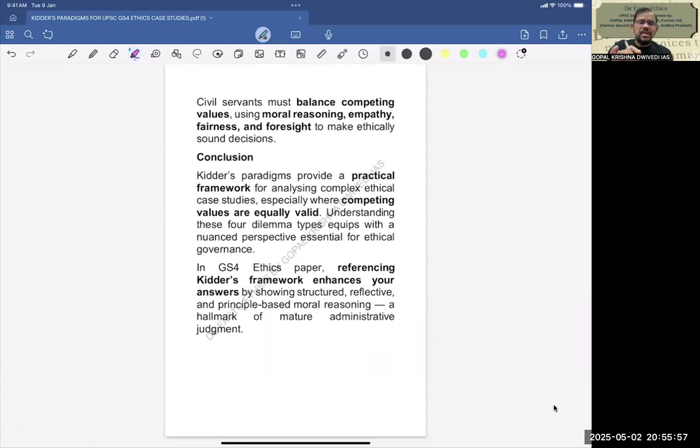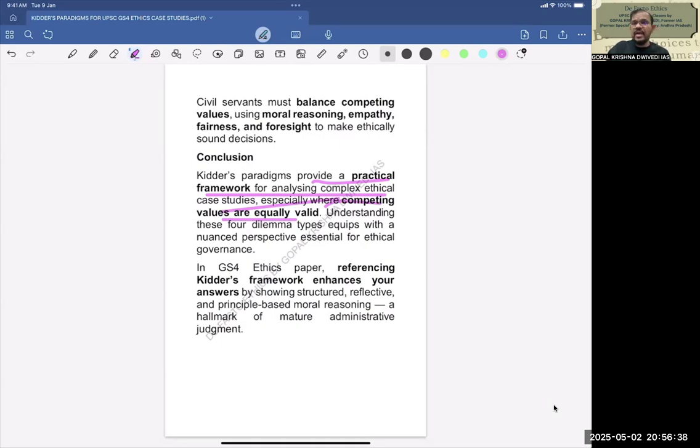So this is what Kidder's paradigm is. But the main reason why it is important is for analyzing the case study. Kidder's paradigm provides a practical framework for analyzing complex ethical case studies. This is important, especially where competing values are equally valid, as we have seen, individual versus community, or short term versus long term. Such kinds of values will be there which are equally valid. So understanding these four dilemmas equips you with a nuanced perspective essential for ethical governance.